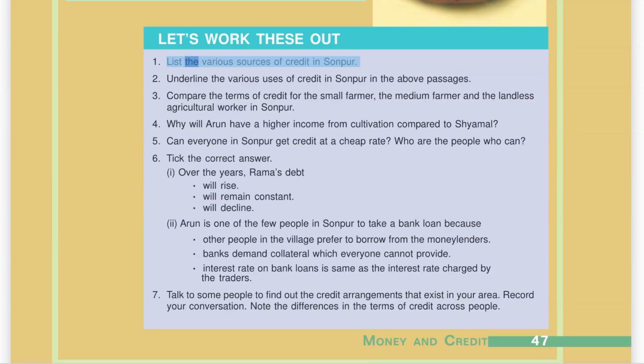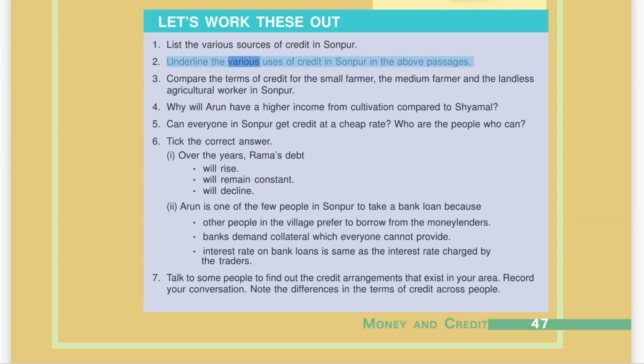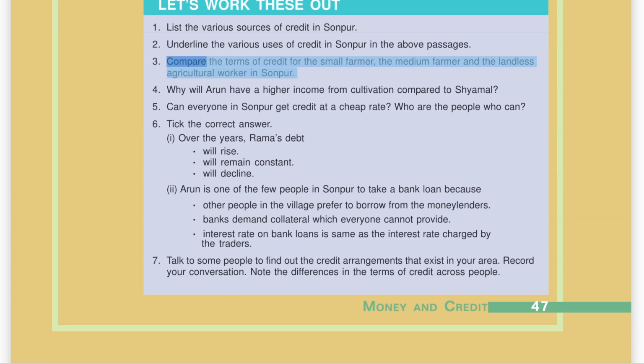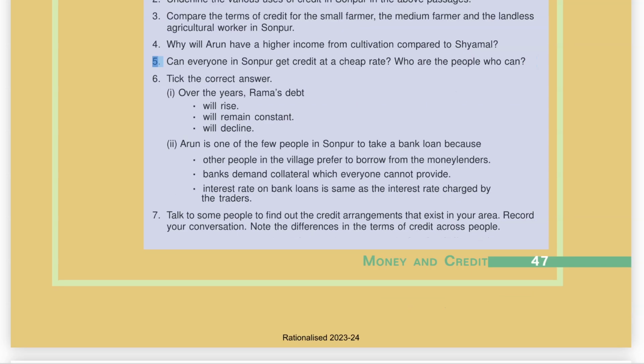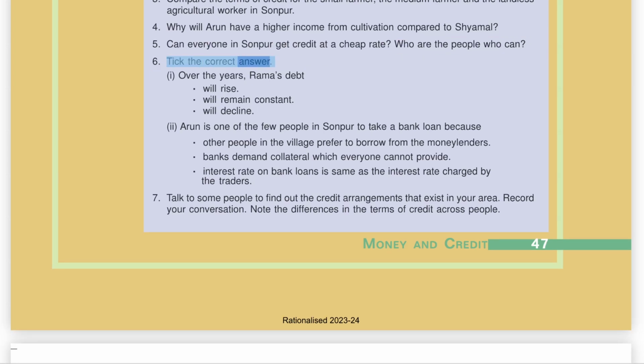1. List the various sources of credit in Sampur. 2. Underline the various uses of credit in Sampur in the above passages. 3. Compare the terms of credit for the small farmer, the medium farmer, and the landless agricultural worker in Sampur. 5. Can everyone in Sampur get credit at a cheap rate? Who are the people who can?